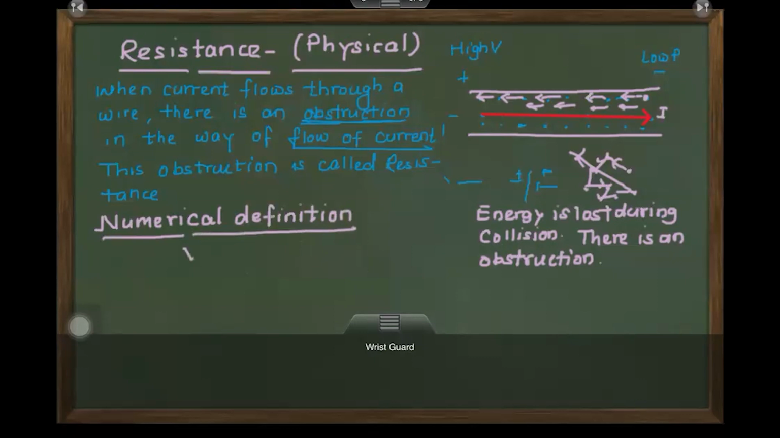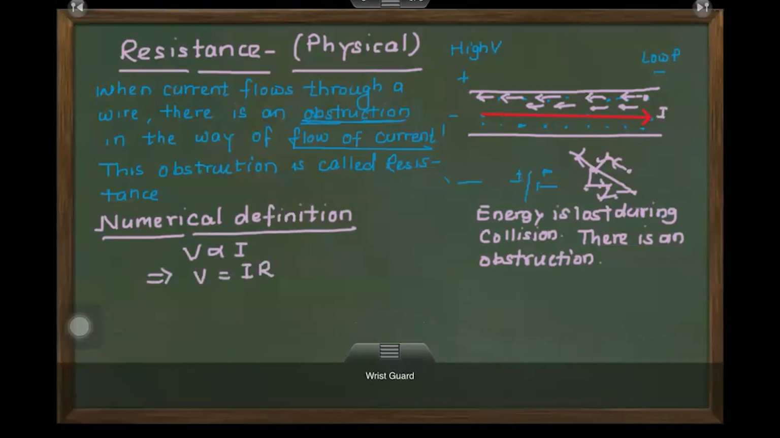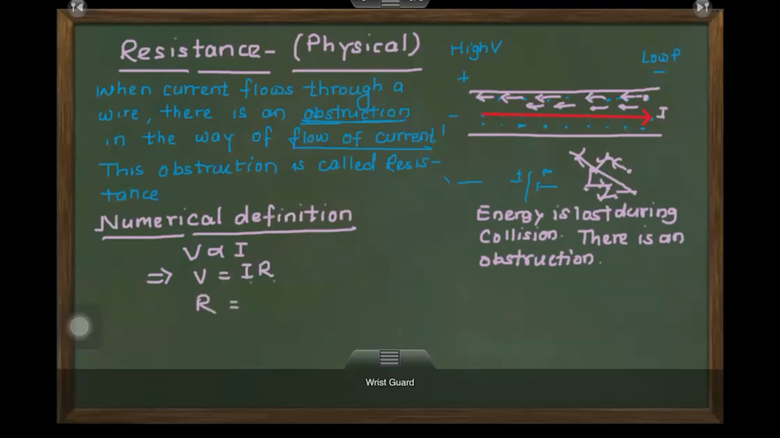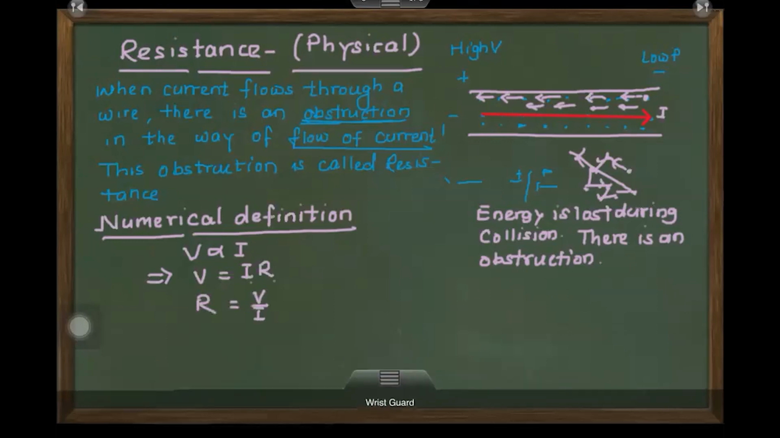According to Ohm's law, V is directly proportional to I, and hence V is equal to I into R. Here you should know what is V, what is I, and what is R. V is voltage, I is current, and R is resistance. So R is equal to V upon I.